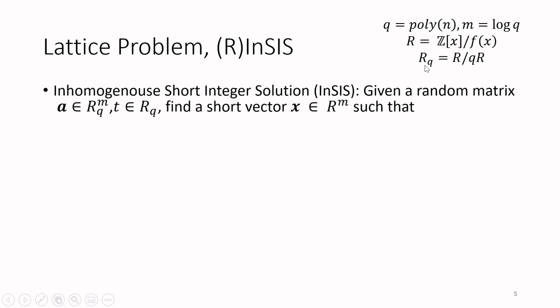Okay, so the short integer solution problem, or the inhomogeneous version, is say we're given a random structured matrix A here, which we can just think of as a vector over the polynomial ring, and the target T. Really, this target T is going to be the hash of our message. You want to find a short vector over the polynomial such that when you take this inner product, mod Q, you get the target back.